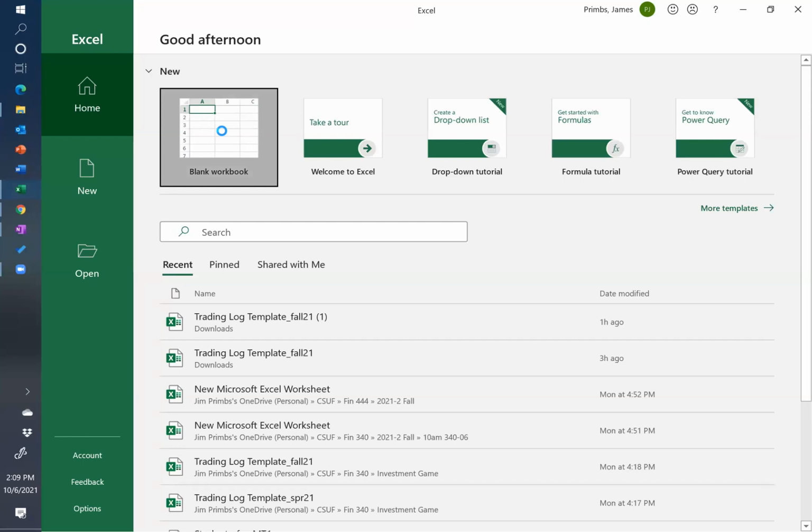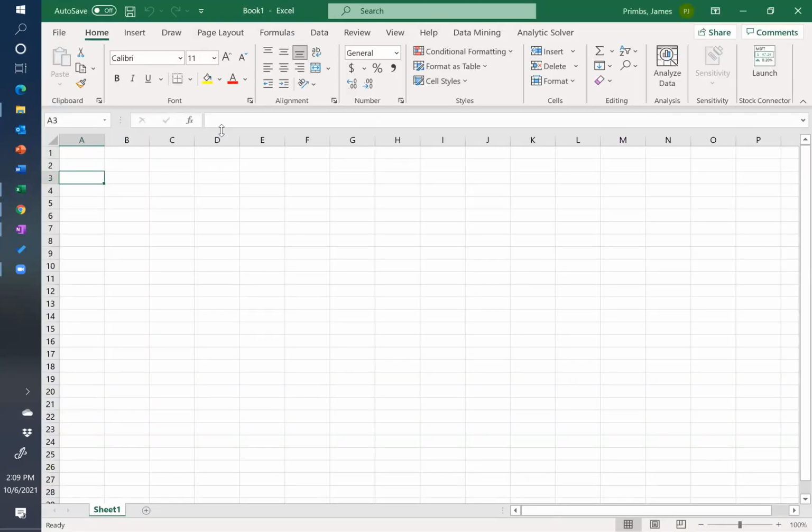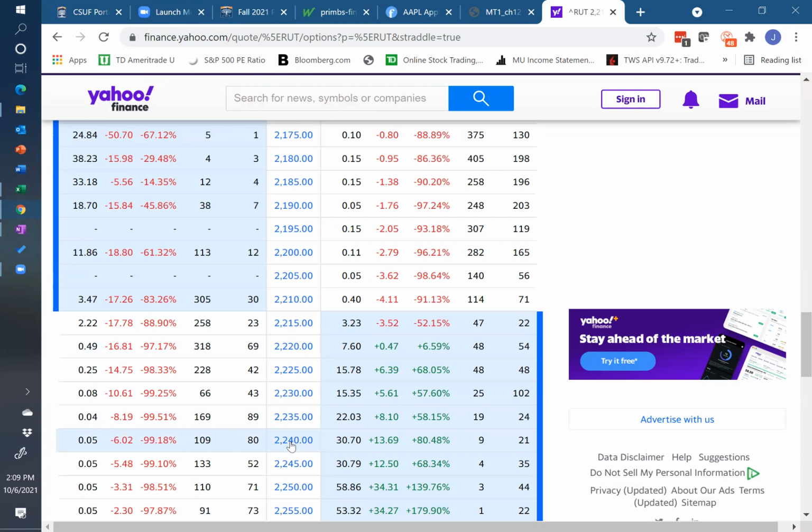2240. Okay, so we're going to look at strike 2240. Let's do a calculation here. We're going to do put call parity. So X is 2240. Okay, so that's good. So down 2240, this is the call side, right?